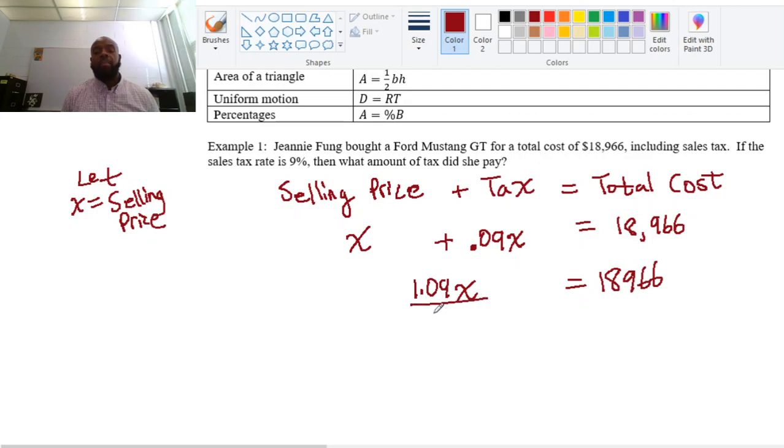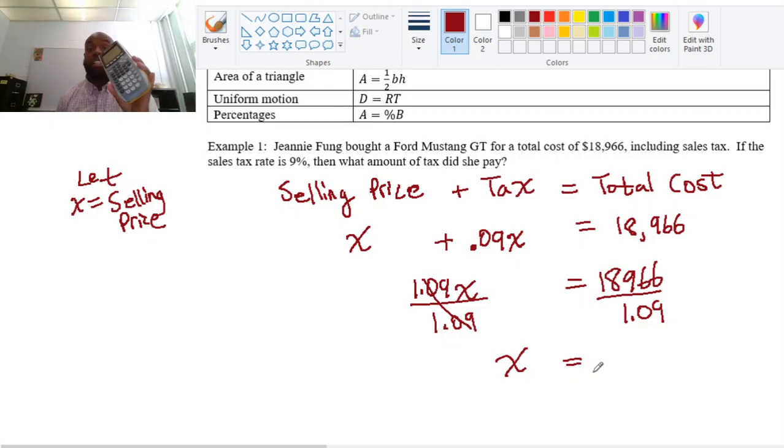18,966. I divide both sides by 1.09. And what I have here is that X, which is my selling price, I'm going to get my calculator. So I know that I said that in our class we don't use calculators, but actually in this section, I don't mind you picking up a calculator to do a calculation like this. We get X equals 17,400. And so that is our selling price.